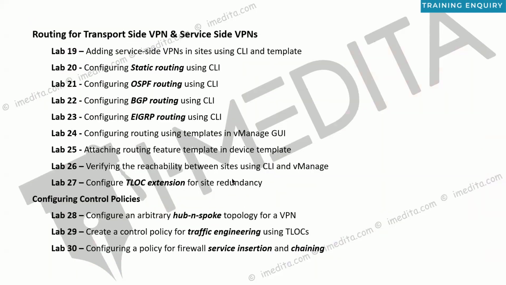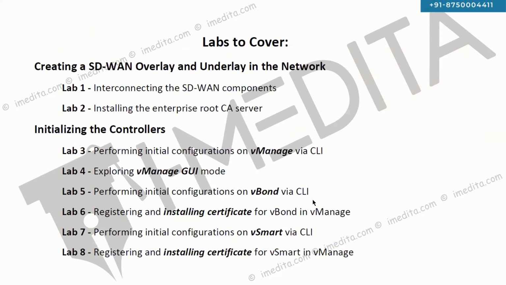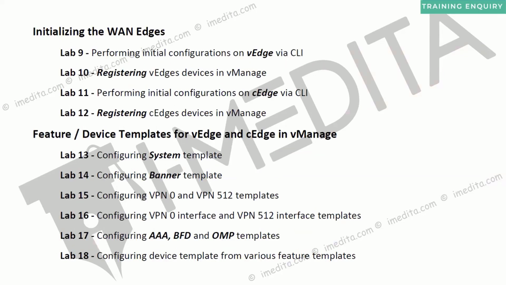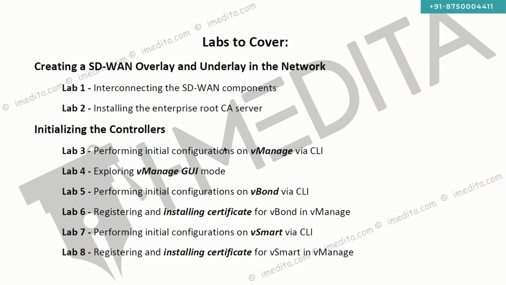And these are the labs that we are going to do. We will cover approximately 45 to 50 small labs, starting from how to connect all these SD-WAN controllers and edge devices, basically interconnecting the SD-WAN components, installing the enterprise root CA server, configuration commands on the CLI, then GUI, then vBond CLI, installing the certificate. Once we have done the initial configurations on the controller, then how can we add those controllers onto the vManage, and how can we install the certificates. So labs 3 to 8 will focus on controller deployment and certificate installation on the controller.